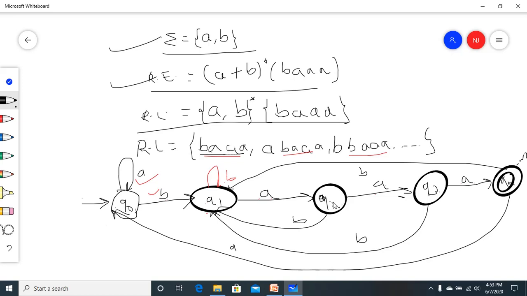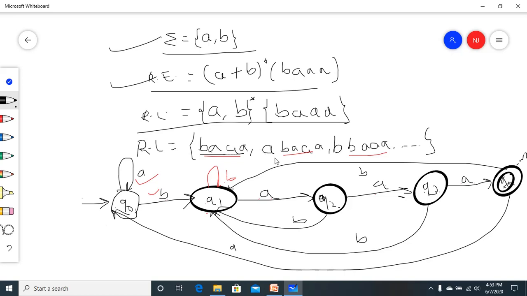We transit from Q2 to Q3 according to our transition here. Now we are in Q3 and we read the last character of our string, A. We transit to QA. So we are in the QA state and our string is over. If the string is over and we are in the final state, then we say the given string is recognized by our finite automata. So in our example, this string is acceptable here.